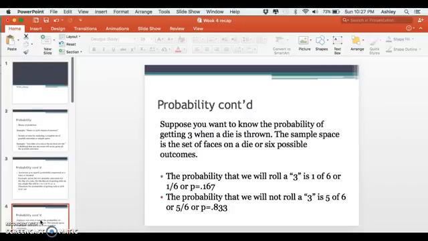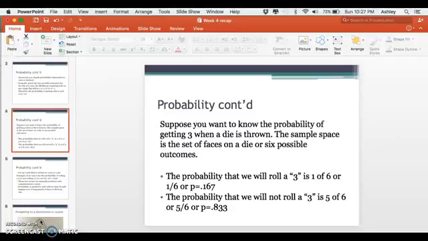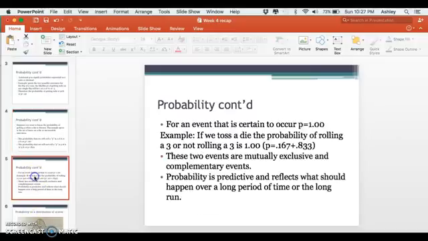This is just an example. And you'll see coin tosses and die used for a lot of the examples.